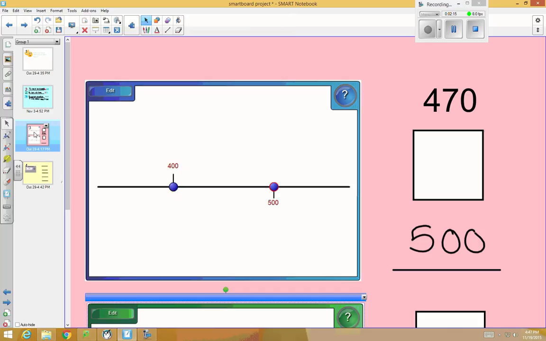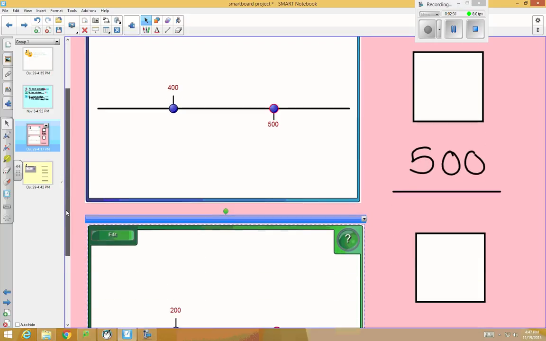Because 500 is the next 100 place. Now let's repeat the rule again. The little poem: 5 and up, round it up. 4 and below, keep it low. So the 7 tells us we round up to the next 100.